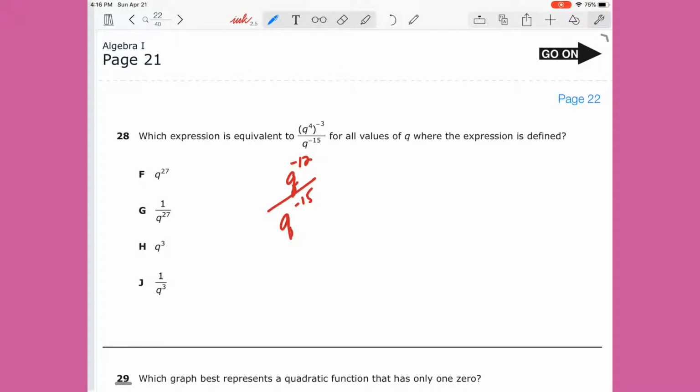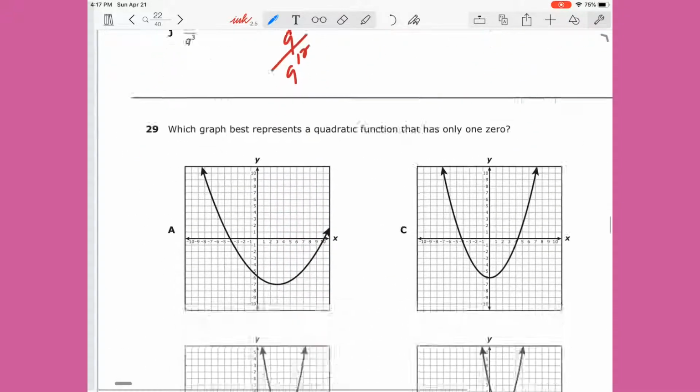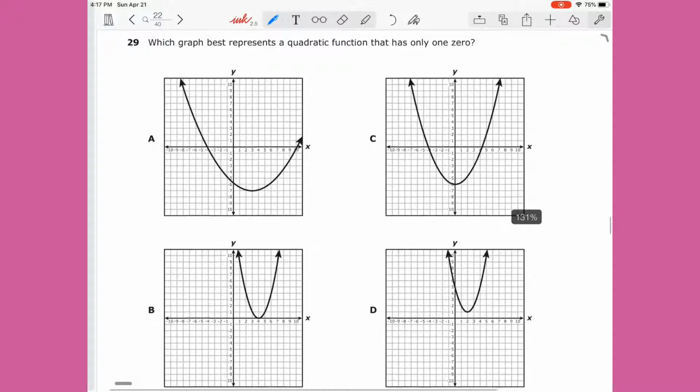You can handle this a couple ways. I would go ahead and subtract. So this becomes q to the -12 minus -15. So then this is going to give me q to the negative 12 plus 15, which is going to give me q to the third power, which is our answer choice, H. Another way that you could have done that is switched. Everything positive goes to the top, everything negative goes to the bottom. So you could have said q to the 15 over q to the 12, which then when you subtract those, you would have seen that you would have had a positive number. Again, this one's really easy.